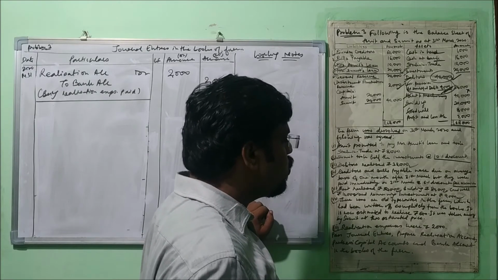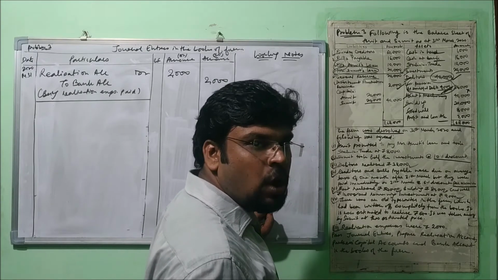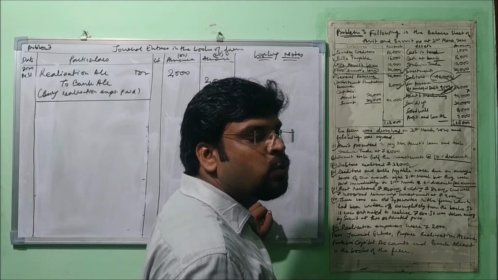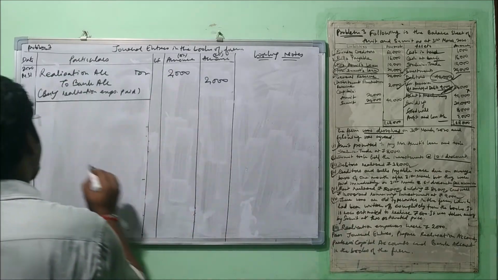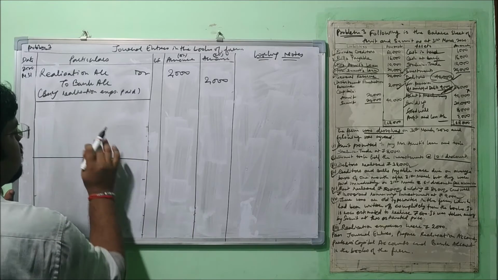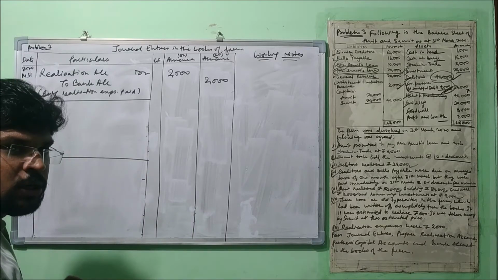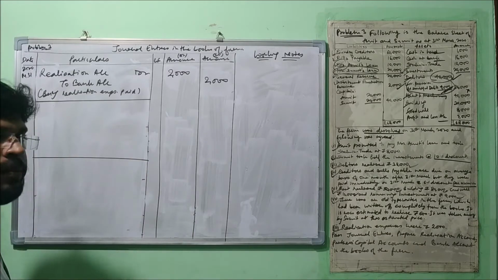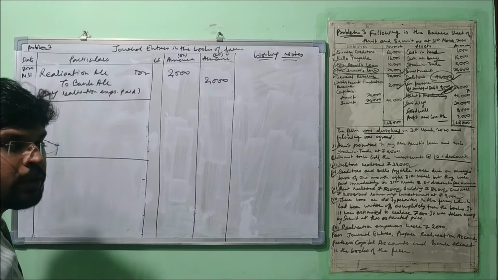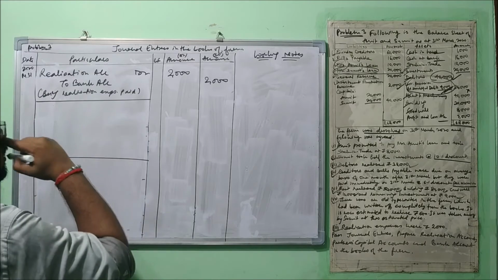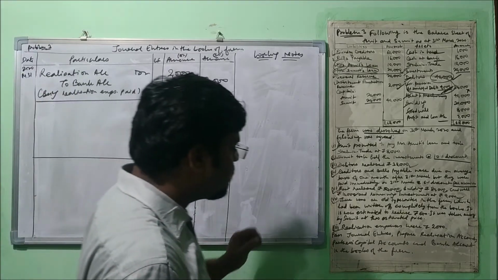Now what we are going to do, we are going to prepare the realization account so that we can calculate whether there was profit on realization or loss, and after that we will pass the entry here. So I am leaving the space empty. You can also leave the space empty. I'll get back to it after preparation of realization account. Whether it will be profit or loss, we'll see that. Now let's read the question further.